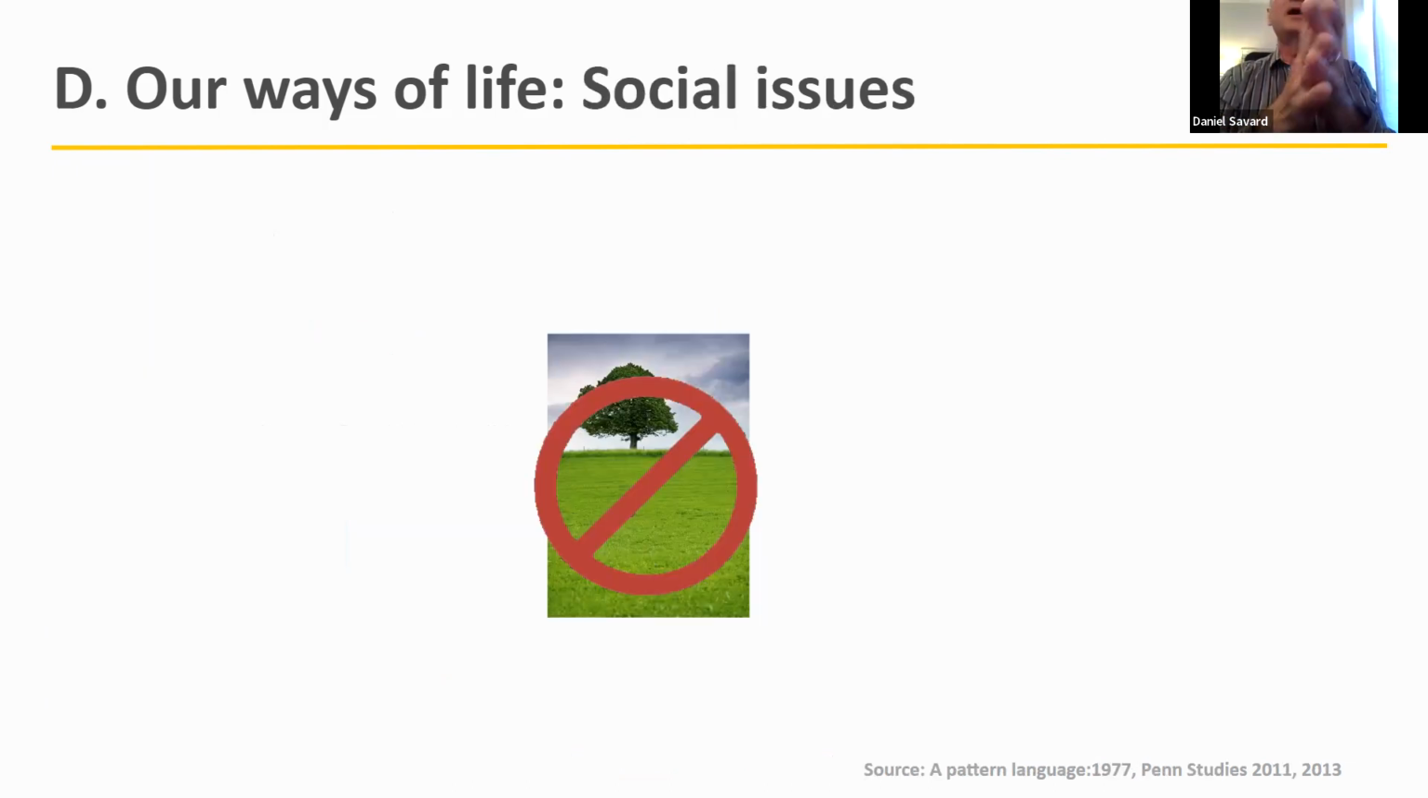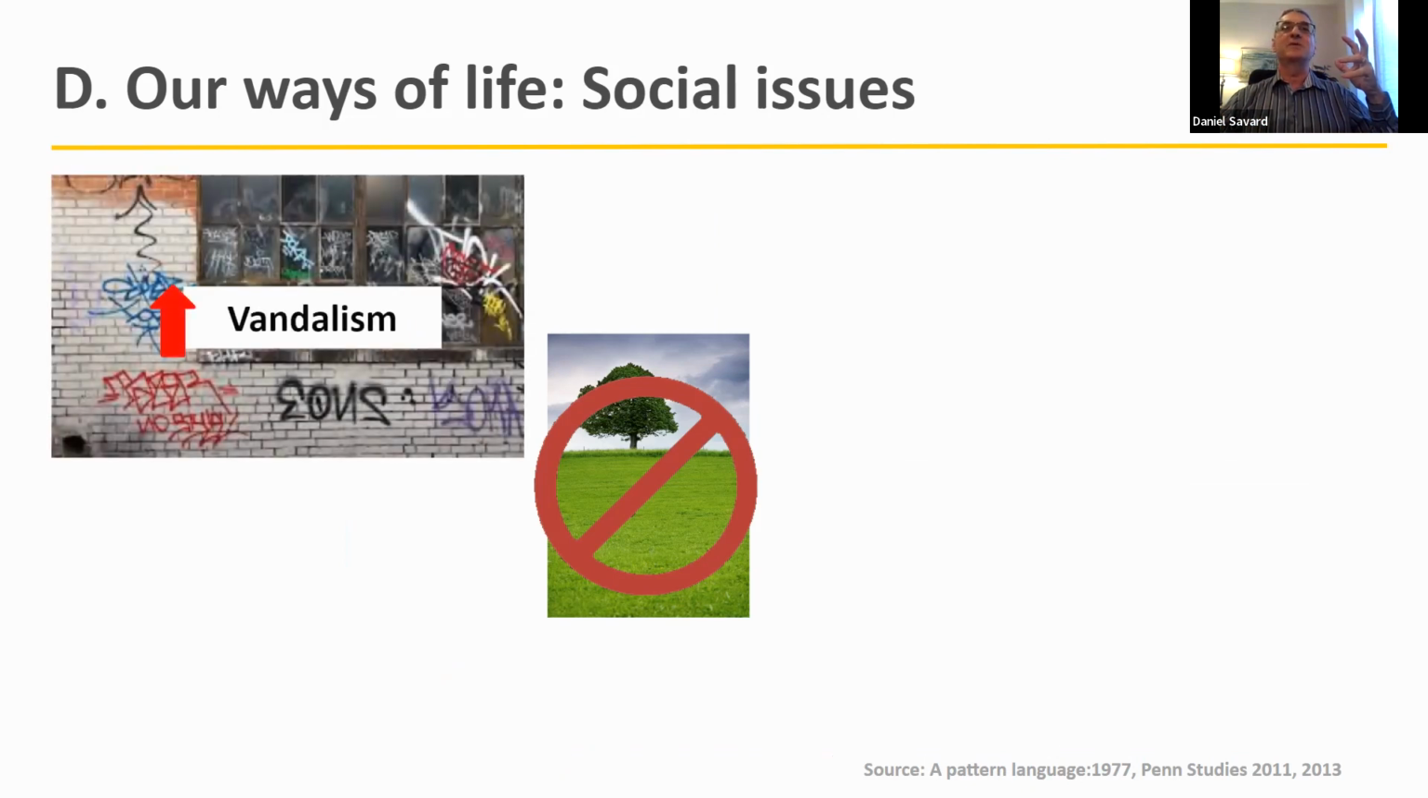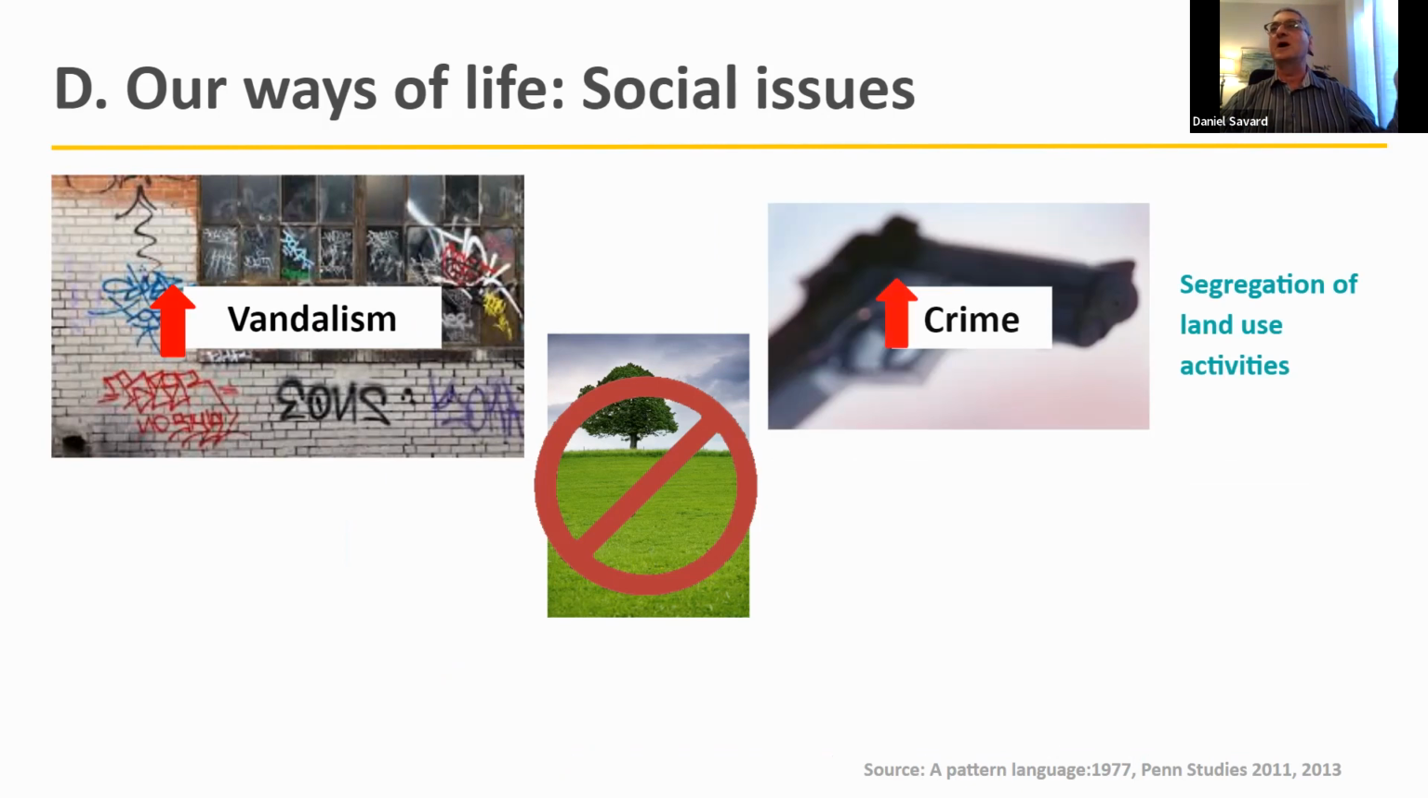when we talk about our ways of life and subdivision, we also talk about the destruction of natural areas or green space. That created a situation where we have seen, at the same time, an increase in vandalism and crime. We try to segregate the land use activities. For example, residential in one area, commercial in another, industrial in another, and so on. Okay.